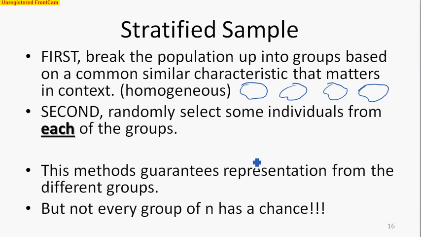So, for example, I have my students at Twinsburg High School. I can break them down into freshmen, sophomores, juniors, and seniors. Then I could take 10 randomly from each grade level. That would be stratified. So I separate the students by grade level, and then I took 10 from each grade level. This would guarantee I have a nice mix of freshmen, sophomores, juniors, and seniors.